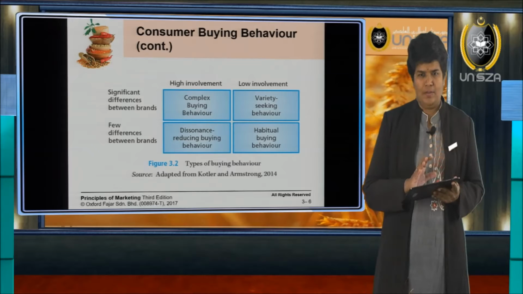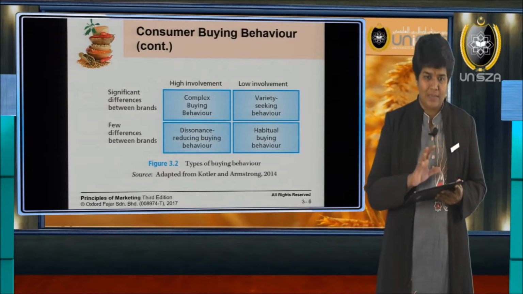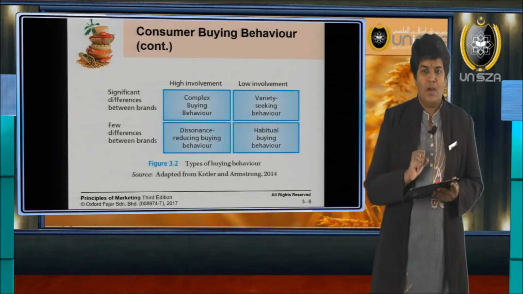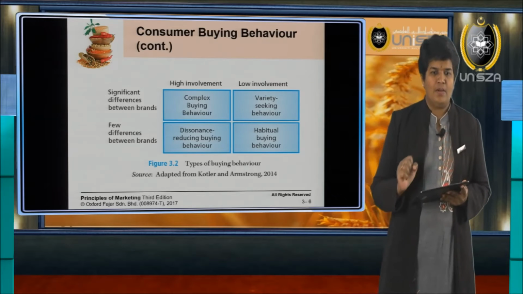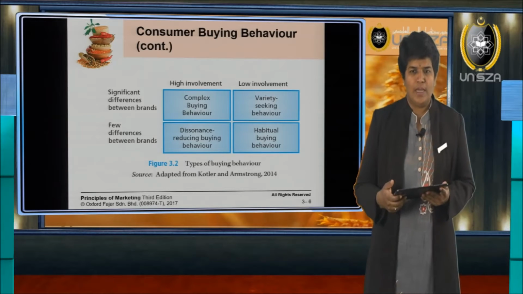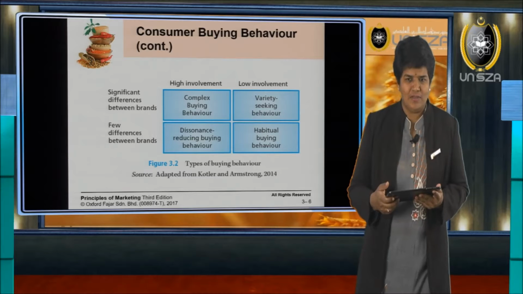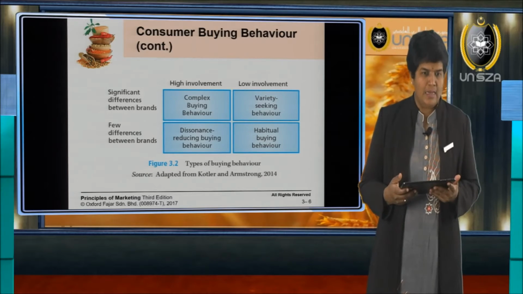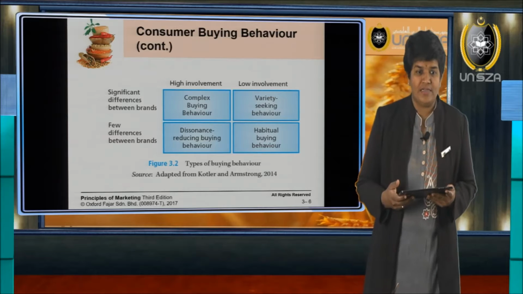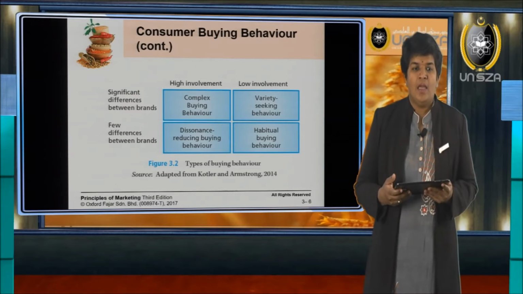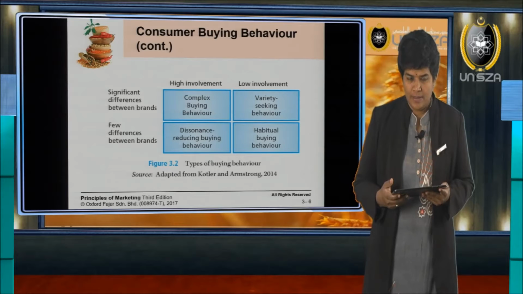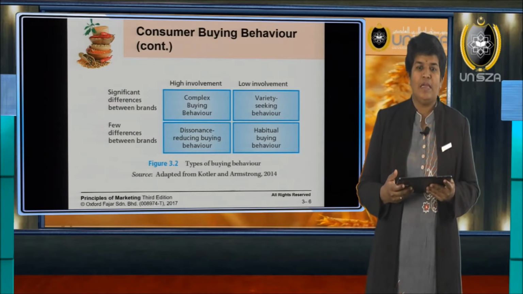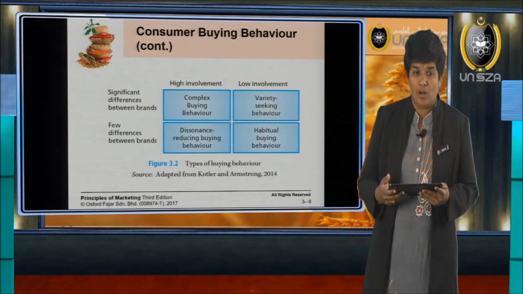Okay, this is the picturized or summarized buying behavior, summarized by Kotler and Armstrong. So it's very easy for you to understand. On my left side there are significant differences between brands and few differences between brands. On top we can see high involvement and low involvement.